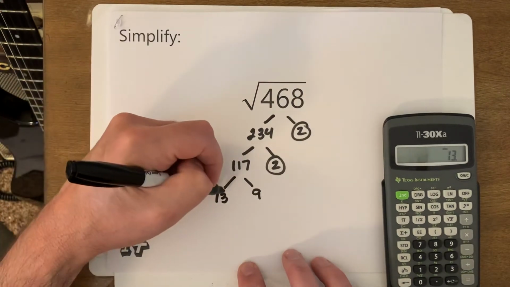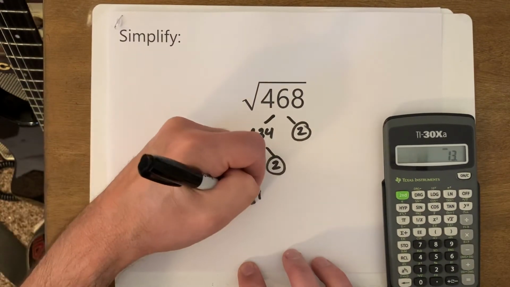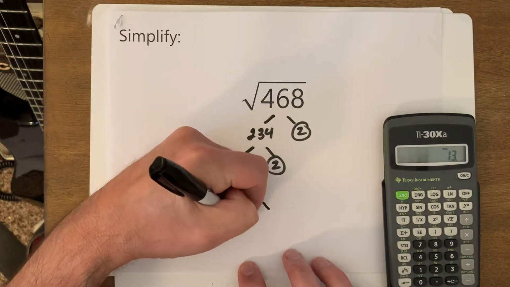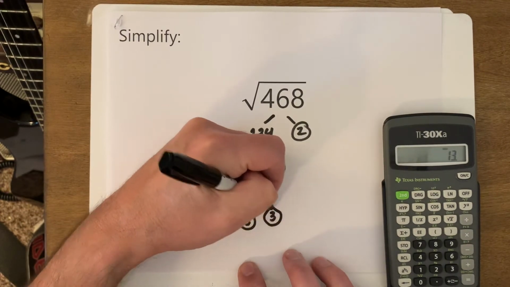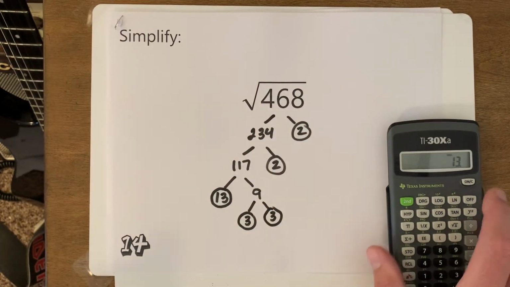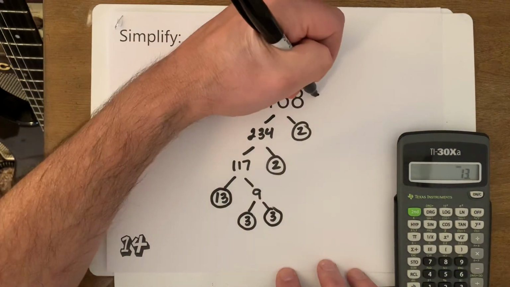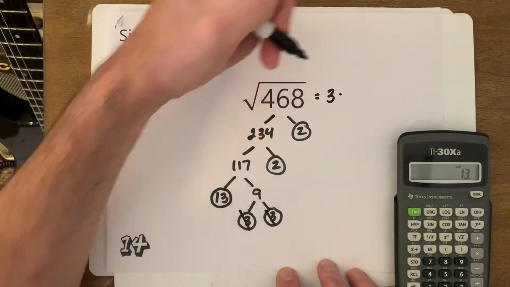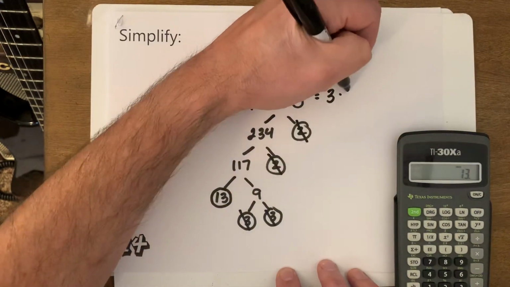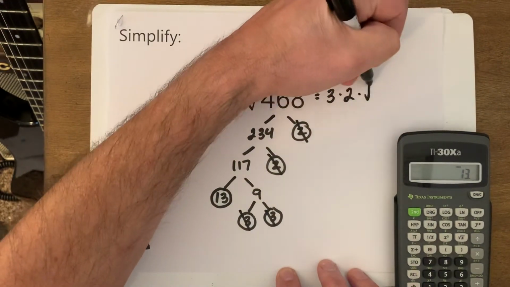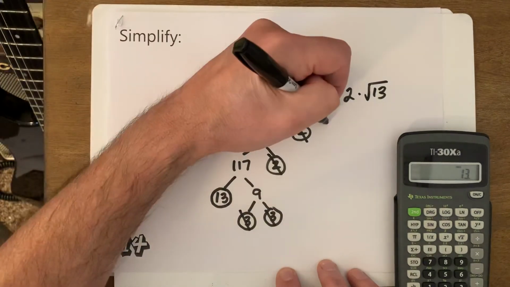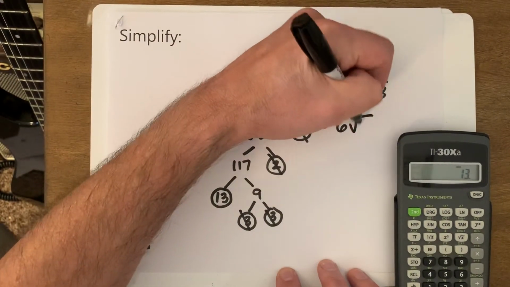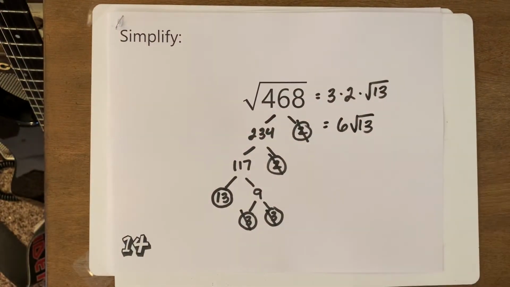Now 13 is prime, so I'm definitely going to circle that. The 9 is 3 times 3. All right, so now it's completely factored into its primes. So here's what we got. A pair of 3s, a pair of 2s, and a 13. For a total of 6 root 13. All right.